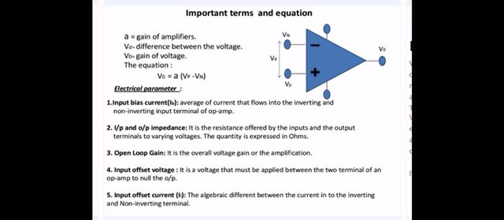Let us talk about some important parameters, first the input bias current. What is the input bias current? It is the average of the currents that flow through the inverting and non-inverting input terminals. Let us suppose in the inverting terminal the current is I1 and in the non-inverting terminal the current is I2. Then the input bias current will be (I1 plus I2) divided by 2. Next one is the input and output impedance. It is the resistance offered by our input and output terminals to any kind of varying voltages.